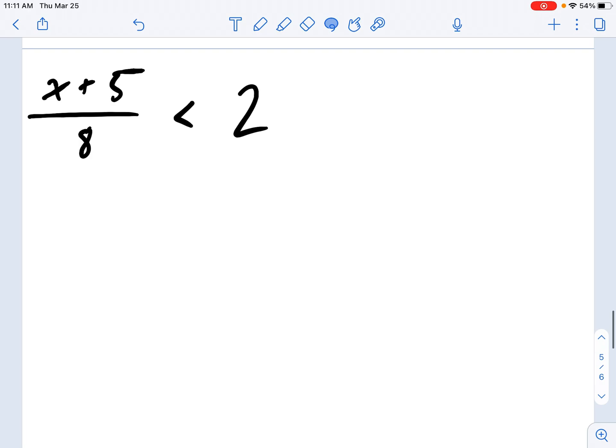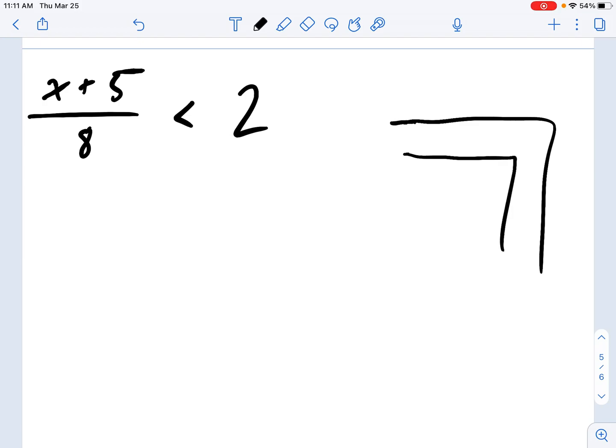So again, here you can use do and undo if you like. Here we have x plus 5 all over 8 is less than 2. So remember, a fraction means division. So here we're going to start with x, add 5, divide by 8 is less than 2. Now the undo part: the opposite of divide by 8 is times 8. The opposite of plus 5 is minus 5. And then we're going to have x is less than, right?